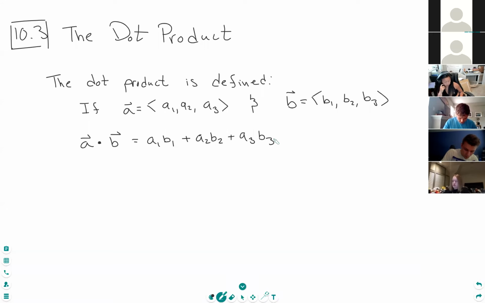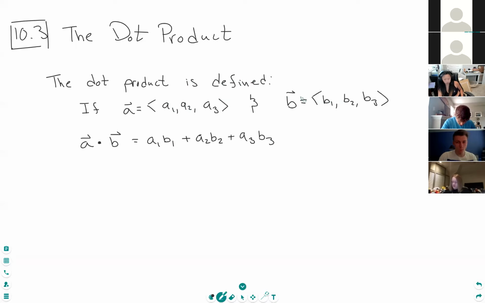So there's a few big takeaways from this, right? So notice that it's a sum, and each element of the sum is a multiplication of similar entries in the vector, right? So this is A1 and B1, the first components multiplied together, and then we add the second components multiplied together, followed by the third components multiplied together, right?